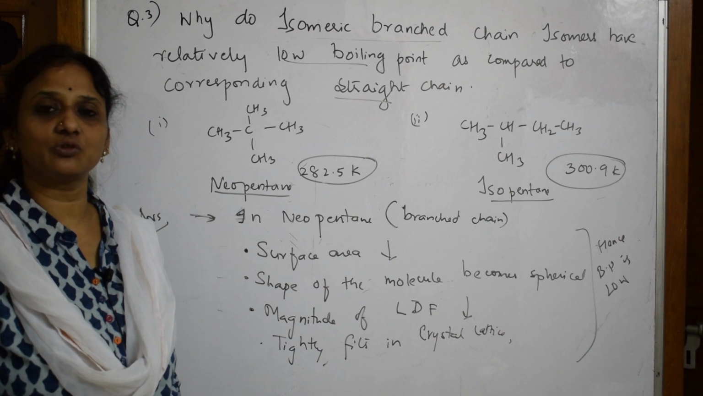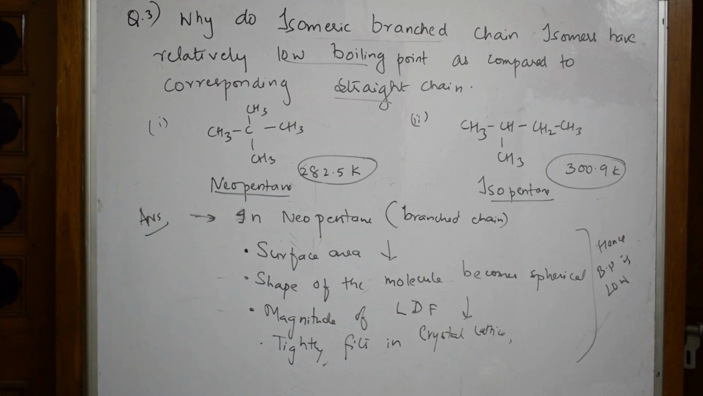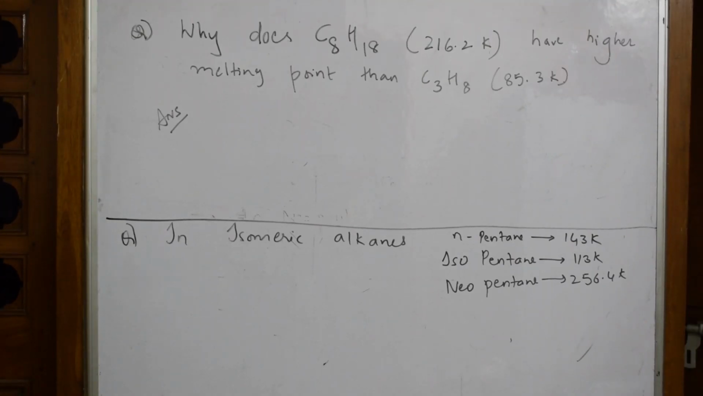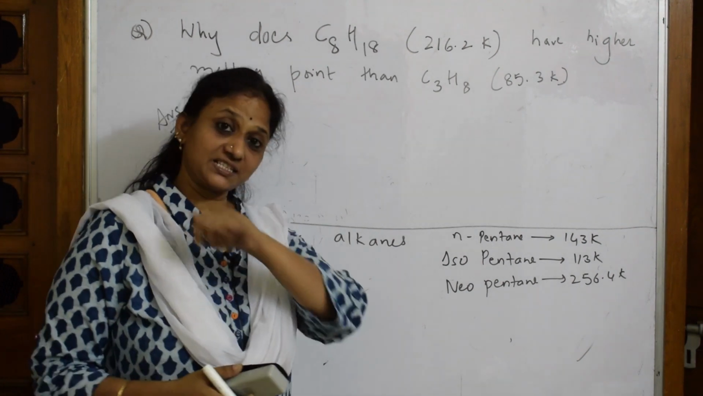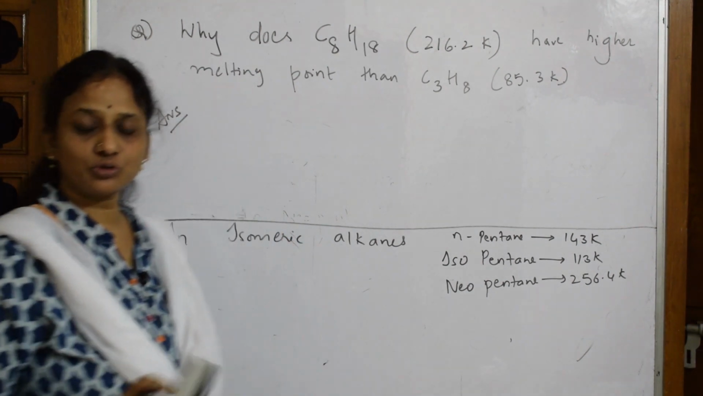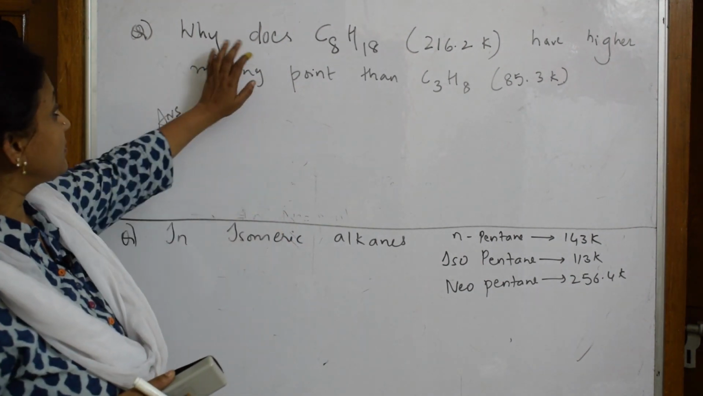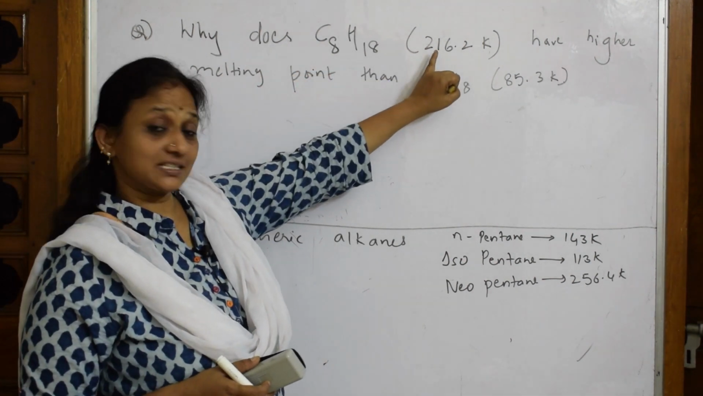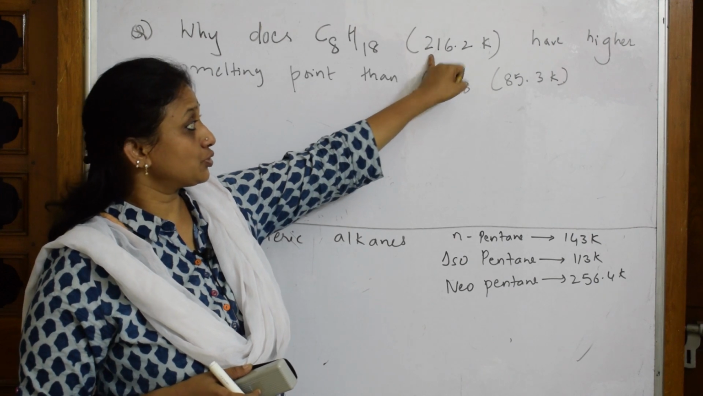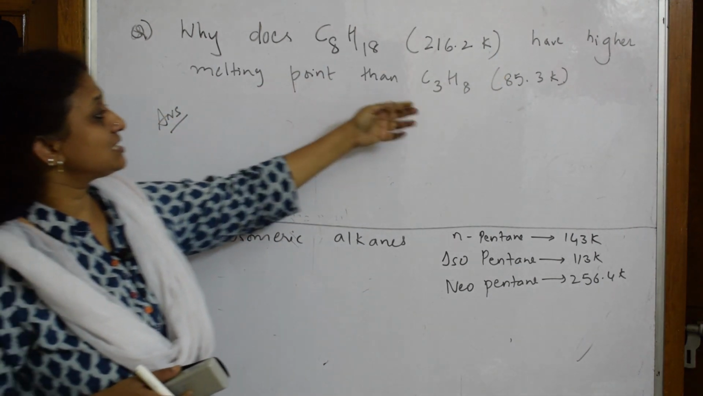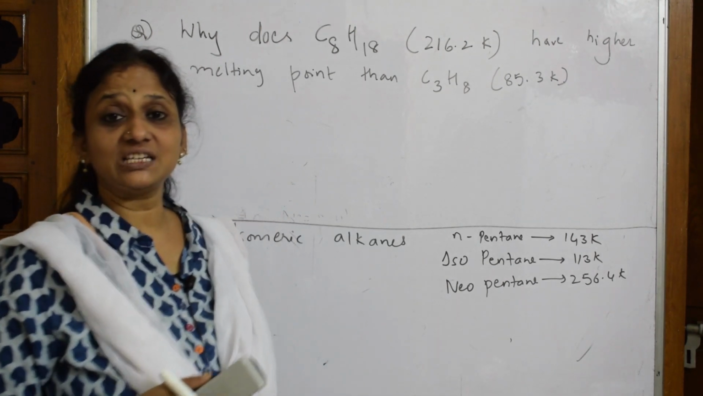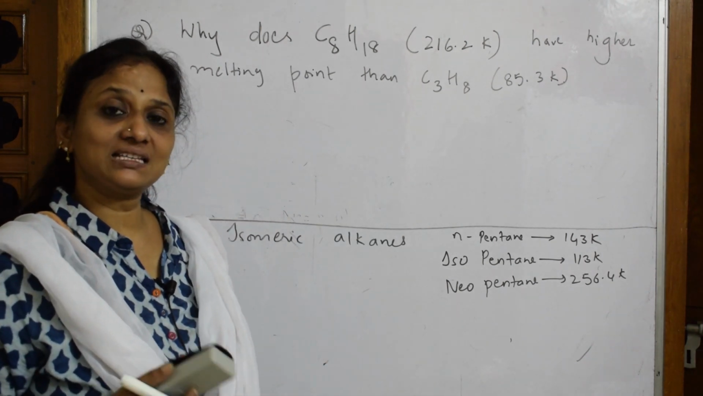Let's come back into one more reasoning question. Now let's come back into 2 more reasoning questions here. Both are of the similar type. Let's read. What do they give us? Why does C8H18, that is, it has a melting point of 216.2, have higher melting point than C3H8, that is 85.3. Okay, it is almost 3 times, isn't it? Fine. So why is it like that?